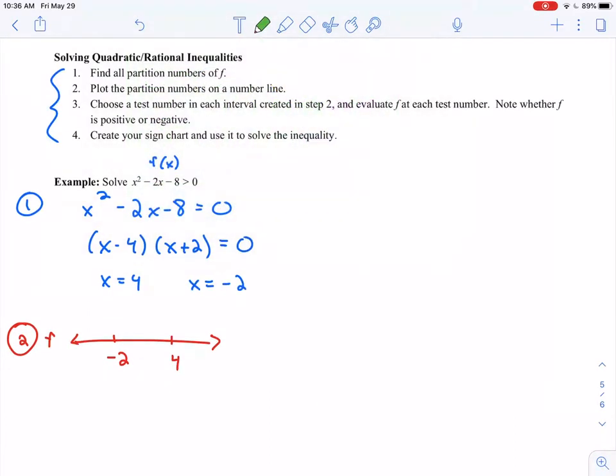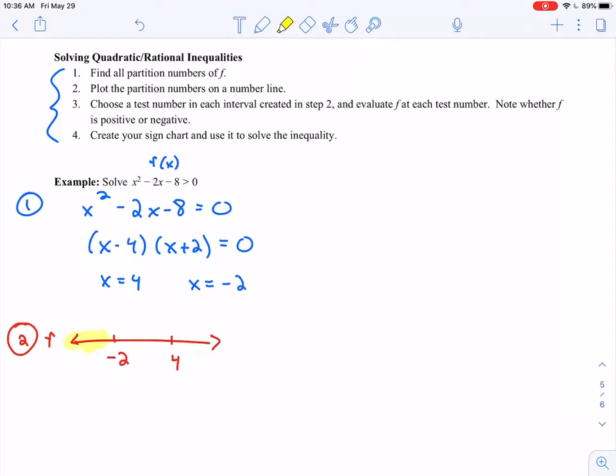Step number 3, I'm going to choose a test number in each interval we created in step 2 and evaluate f at that test number. So I'm going to stop right there and just talk about what that means for a second. I've really created 3 different intervals here.